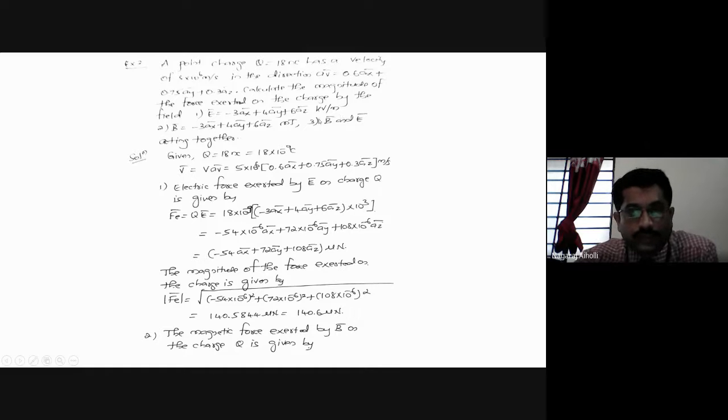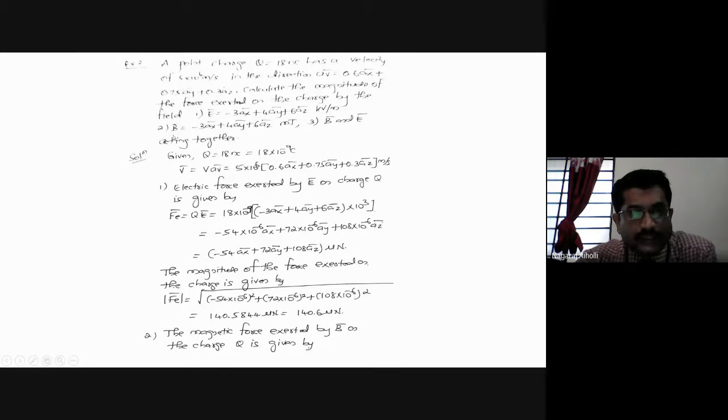Note down, so this is into 10 raised to 3. This unit you should not forget. Okay, if you skip this kilovolt per meter, your final answer will be wrong. So it is into 10 raised to 3 volt per meter. That is the magnitude of the electric field intensity.